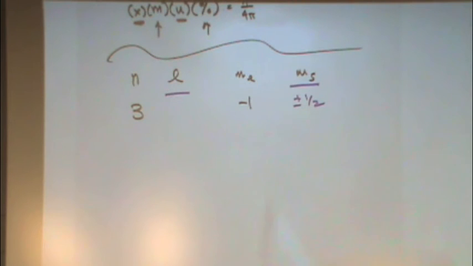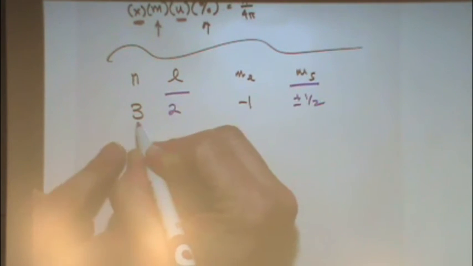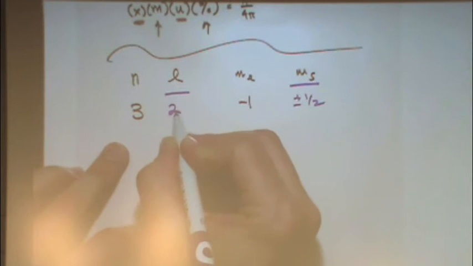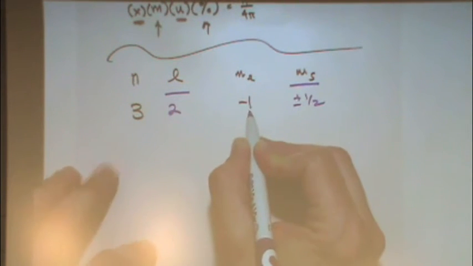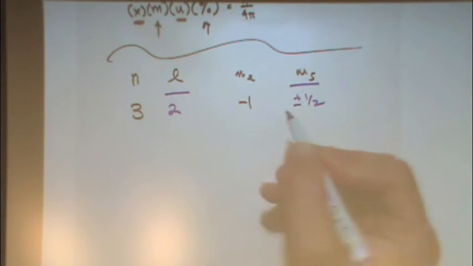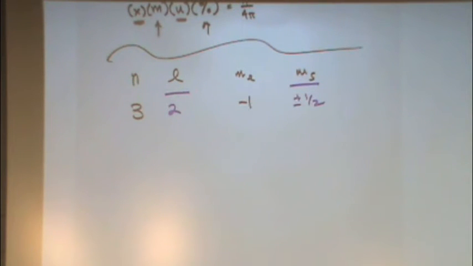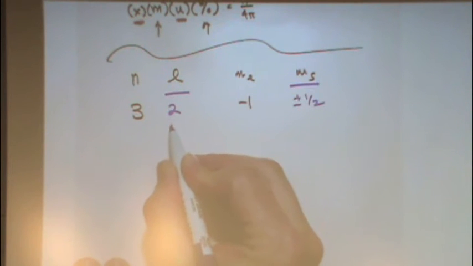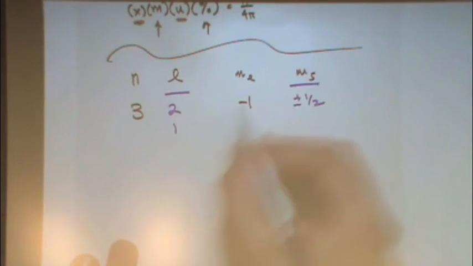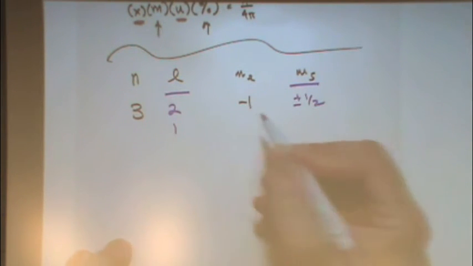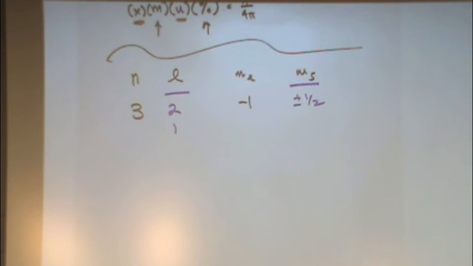Okay, L, what's the largest L could be? 2, yeah, because N is 3. Now, will L equals 2 give this value of M sub L? Yeah, because it'll go from plus L to minus L, so we're 2 down to -2. Okay, what else could it be? 1. Will 1 give a -1? Yeah, because it goes from +1 down to -1. So 1, 0, -1. Could this be 0?